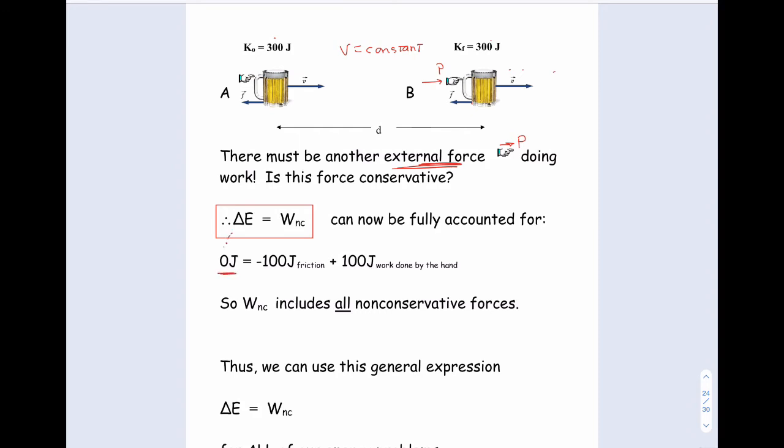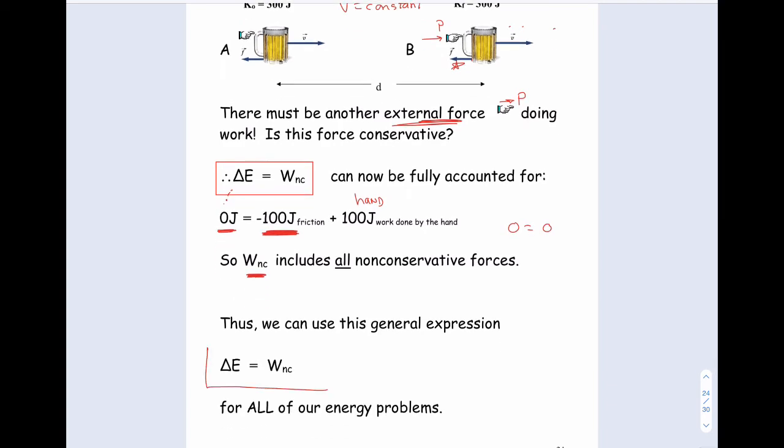Now we can account for this expression because we know that even though the change in energy was 0, and kinetic friction did minus 100 joules of work, the hand had to do 100 joules of positive work to keep that thing moving at constant speed. So now I have 0 on the left equals 0 on the right. So this includes the work done by all non-conservative forces.